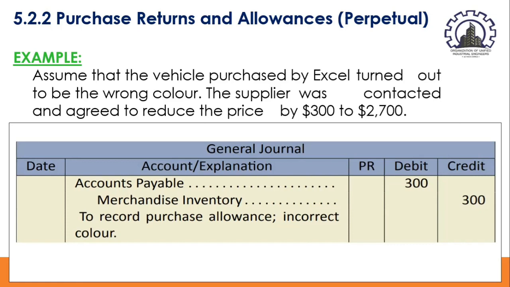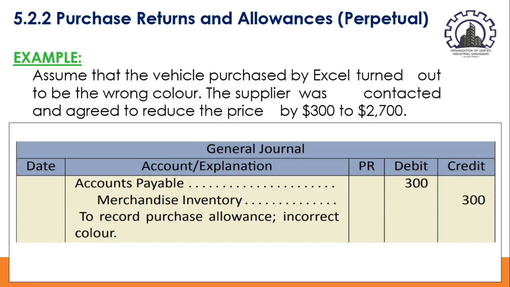So instead of returning it to the company, the company and the customer had an agreement that the vehicle can be kept by the customer, but with a reduction in the price. So instead of the customer paying $3,000 for it, the customer has a discount of $300. So instead of paying $3,000, the customer would now be able to pay $2,700 instead. Now, this is an example of a purchase returns and allowances adjustment.